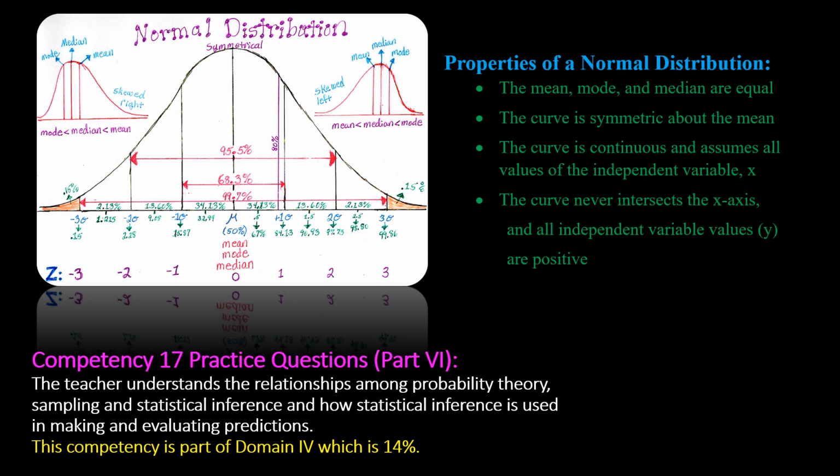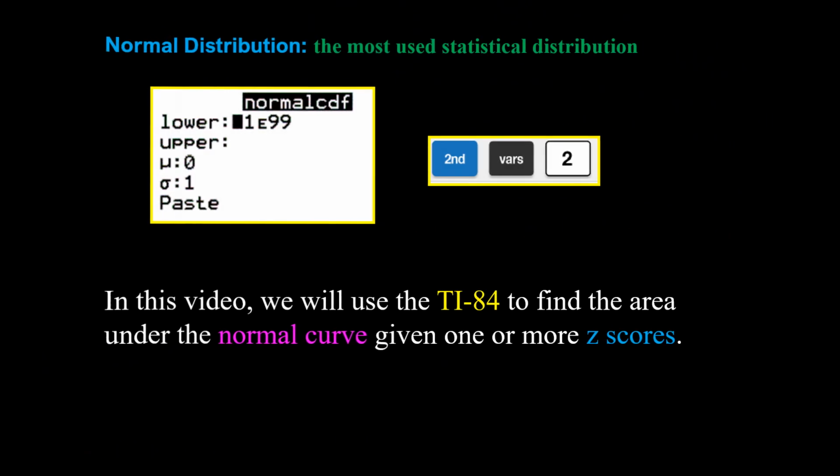Welcome to part 6 of our Competency 17 practice. In this video, we will use the TI-84 to find the area under the normal curve given one or more z-scores.